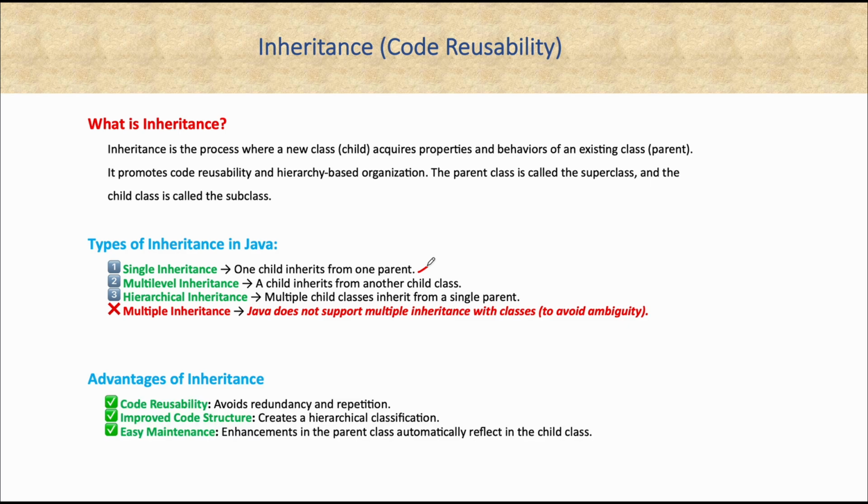Advantages of inheritance: code reusability, avoids redundancy and repetition, improves code structure, creates a hierarchical classification, and easy maintenance. Enhancements in the parent class automatically reflect in the child class. Avoid redundancy and repetition: suppose that all of you have played games like Free Fire, Clash of Clans, PUBG, BGMI, whatever you call them. In those games, there are many characters, but all of them have some similar characteristics like running and jumping.